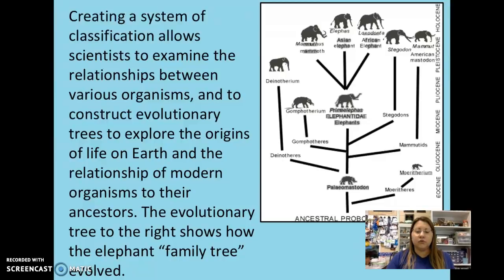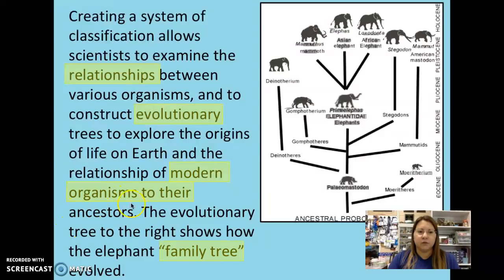So as scientists go through this classification, it helps them to construct family trees, evolutionary trees. And so as scientists are looking at the similarities and differences between organisms, like these proboscideans we have here, that helps them see how closely they are related to one another based on the similarities that they may exhibit. So we're looking at specifically relationships, and this is helping to construct evolutionary trees, such as the one that you see here in this picture, this big family tree, and showing the relationship between modern organisms and their ancestors.